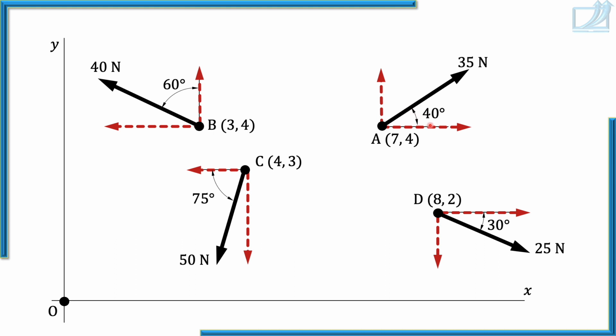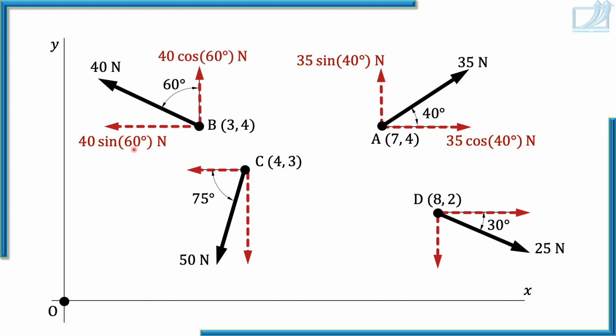Okay. Now I have told you that the component adjacent to the angle is the cos component. So here, the component adjacent to the 40 degrees angle is the cos 40 component. So this is 35 cos 40 Newton. And this component is 35 sin 40. Here, the component adjacent to the angle, which means the vertical component, is cos of this angle. So the other component is the sin component.